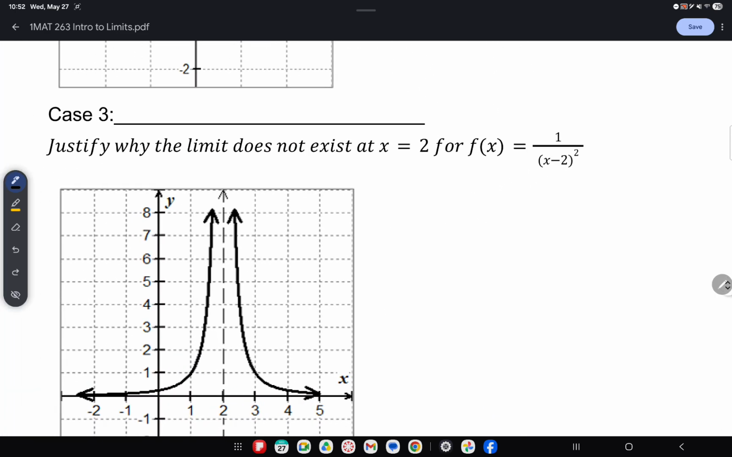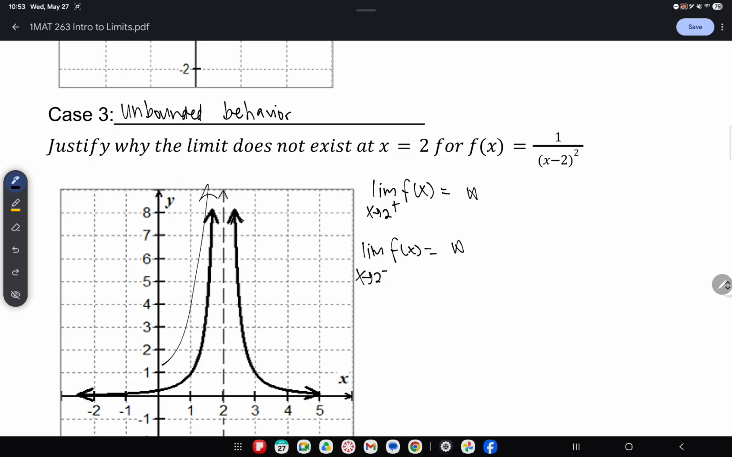All right, and now this third case is unbounded behavior. So if it's going off to the infinities. Okay. So, all right, as x is approaching 2. So the limit as x is approaching 2 from the right for our function is infinity, right? And the limit as x is approaching 2 from the left is also infinity.